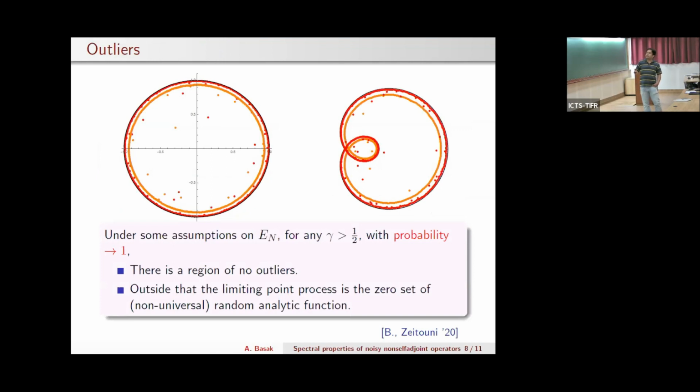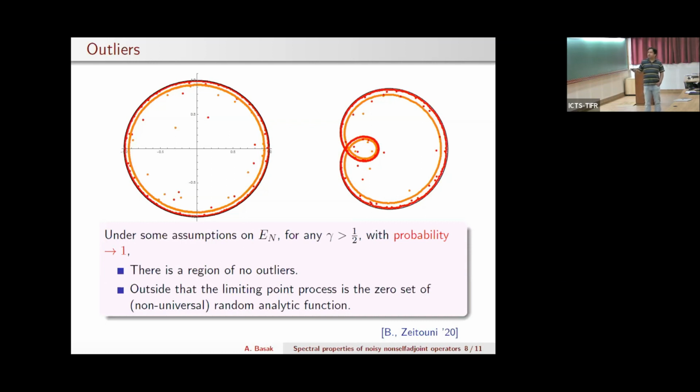And then there is a question about outliers, and what do we mean by outliers? So you see from the simulation there are some eigenvalues which do not converge to the support of the limiting measure. And then you want to understand if there is a limiting point process for these outliers. You can also see from the picture there are no eigenvalues outside this circle, and there are no eigenvalues outside this Lemniscate. And this can be proved, meaning that you can prove that there should not be any eigenvalues outside the unit disk in this case, and that there should not be any eigenvalues outside the Lemniscate in the second case.